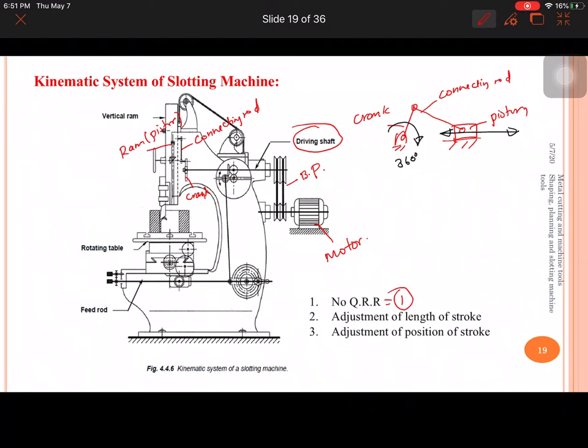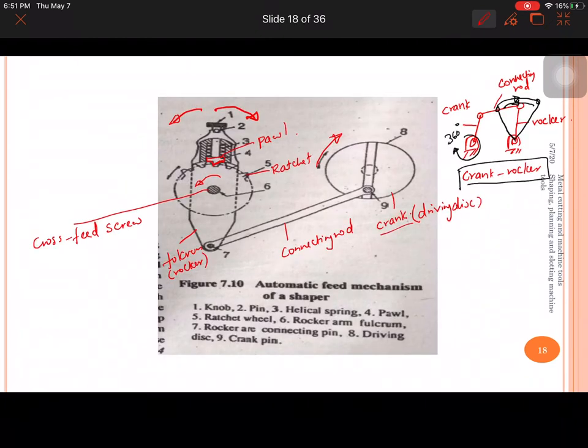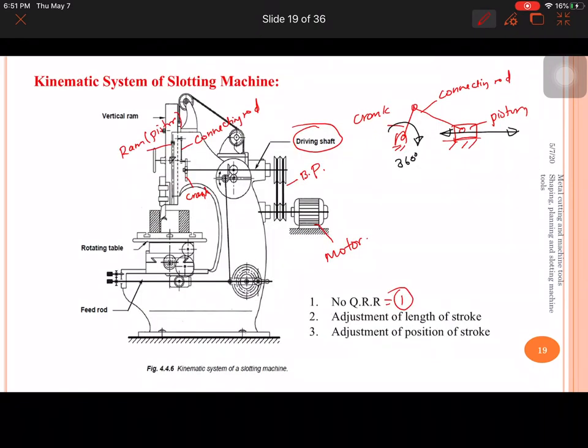So now in this slotting machine, we can achieve intermittent feed motion by exactly the same mechanism which we discussed earlier, that is the ratchet and pawl mechanism. The same mechanism operates here also. So the motion is transferred from the motor to the belt pulley connection, and from the belt pulley to this driving shaft. From this driving shaft you have the worm and worm gear here.